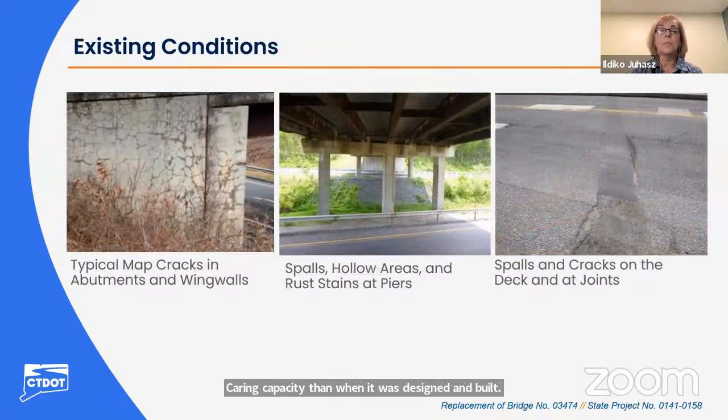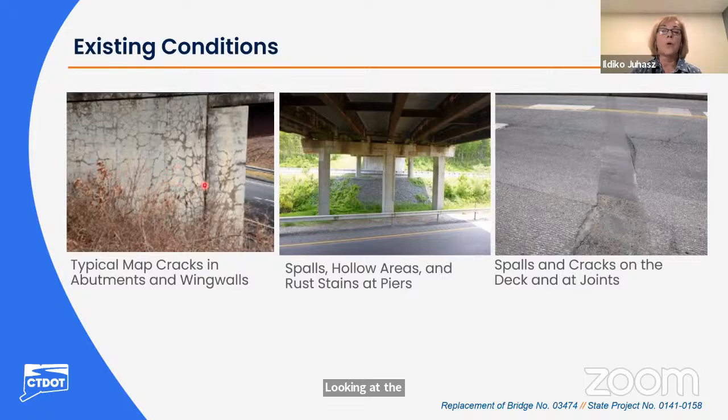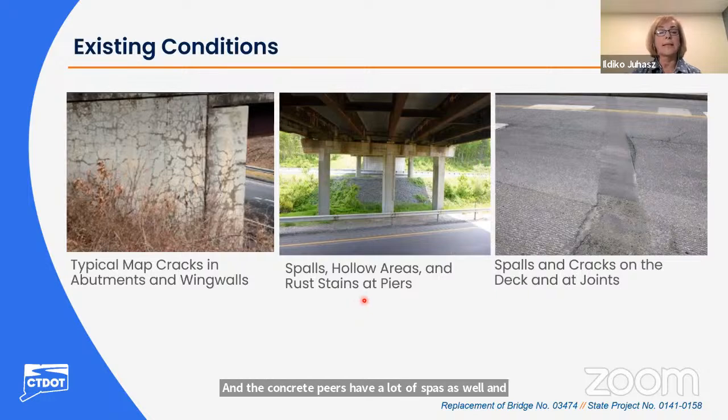Looking at the substructure, there are lots of small cracks in the concrete abutments and the wing walls, and the concrete piers have a lot of spalls as well, and some hollow areas and rust stains. Up at the deck level, we can also see some cracks and spalls, especially at the joint locations. So because of all of this deterioration, this bridge is due for replacement.